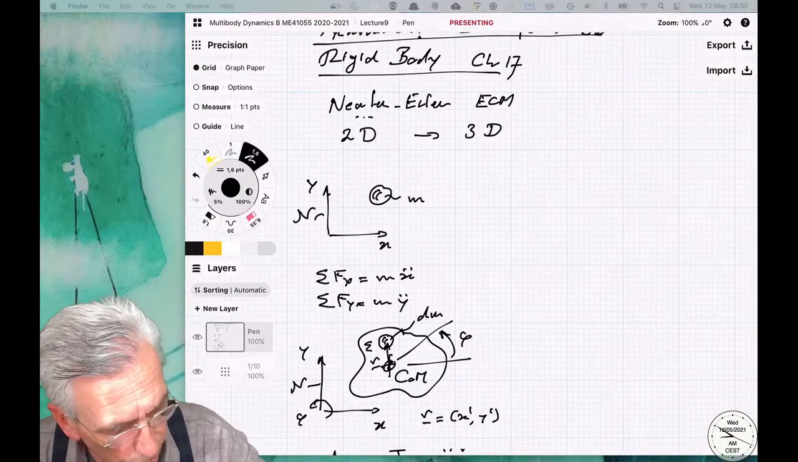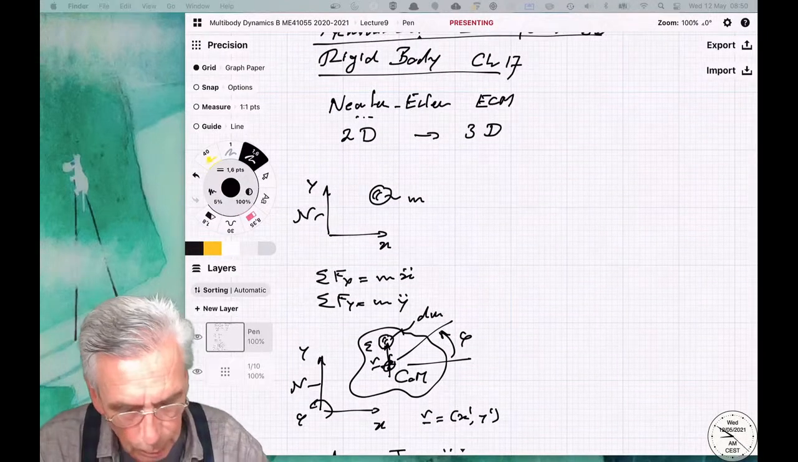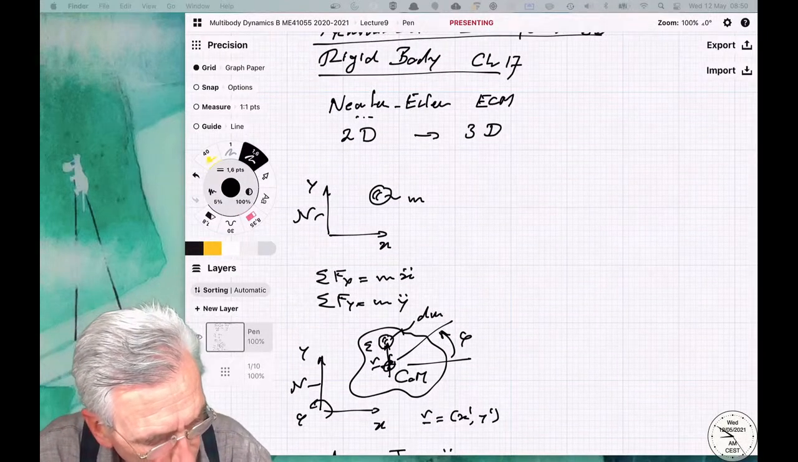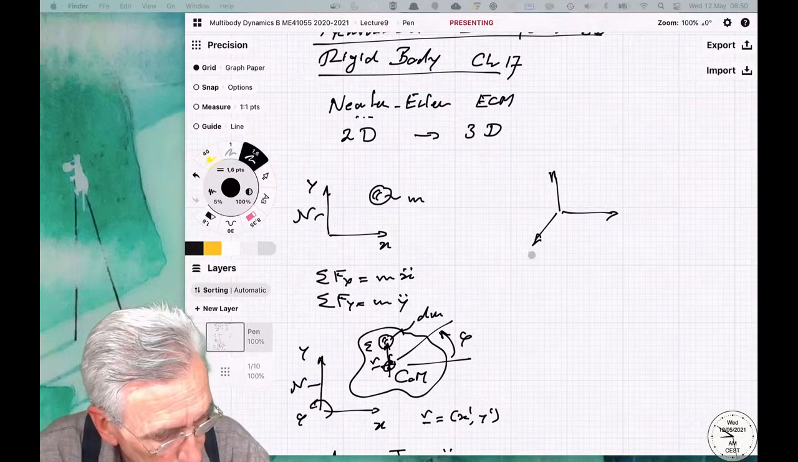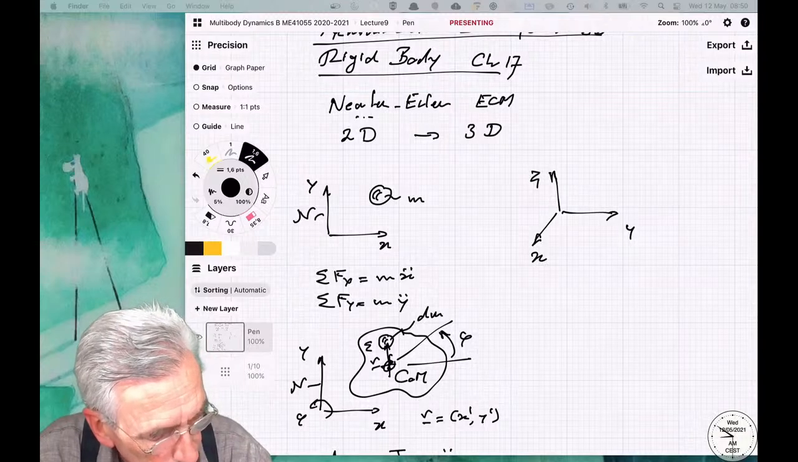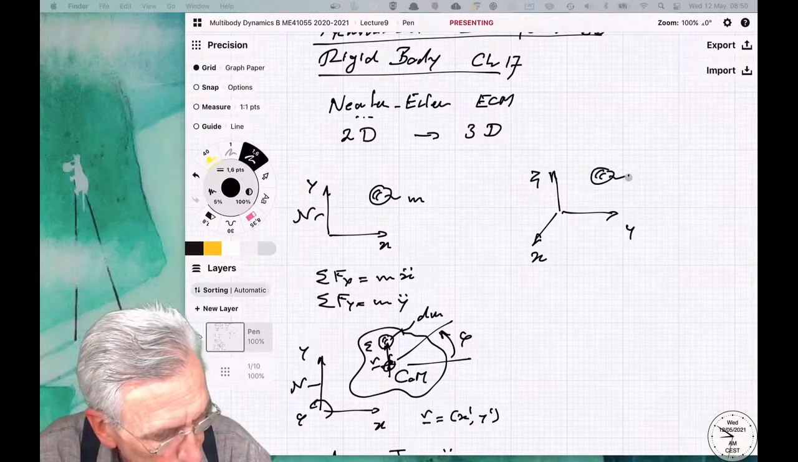Okay, let's move on. So here we have 2D, now we go to a three-dimensional world. And that is actually not so hard, right? You just draw an extra line. So you say, oh yeah, we have X, Y, and Z. And we have a point mass here, again M.